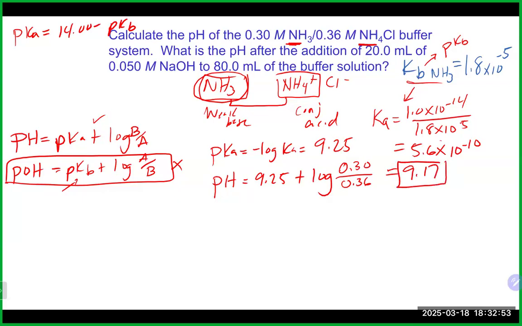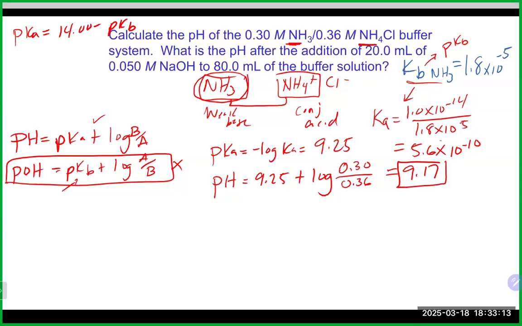First off, any questions on that particular one? This is obviously a basic buffer, works fine with the Henderson-Hasselbalch equation, as you can see. You just need to make sure you're using the pKa value in it and the base on top, acid on the bottom. Any questions on that one there?